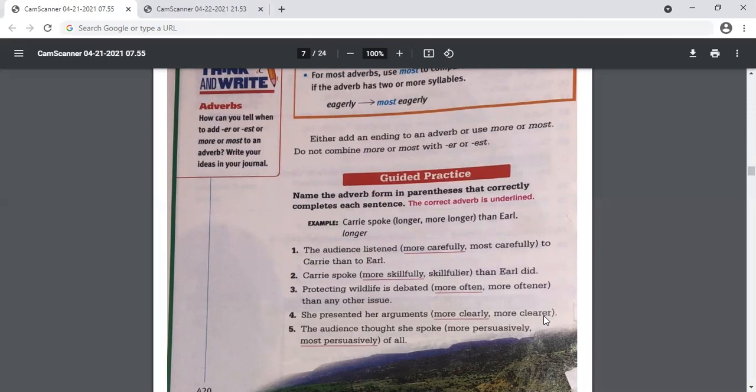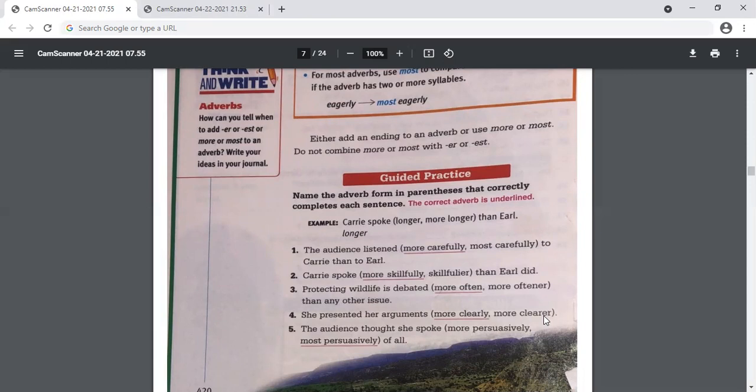Number 1, the audience listened more carefully or most carefully to Carrie than to Earl. So here we are comparing two, right, two actions. The audience listened more carefully to Carrie than to Earl.